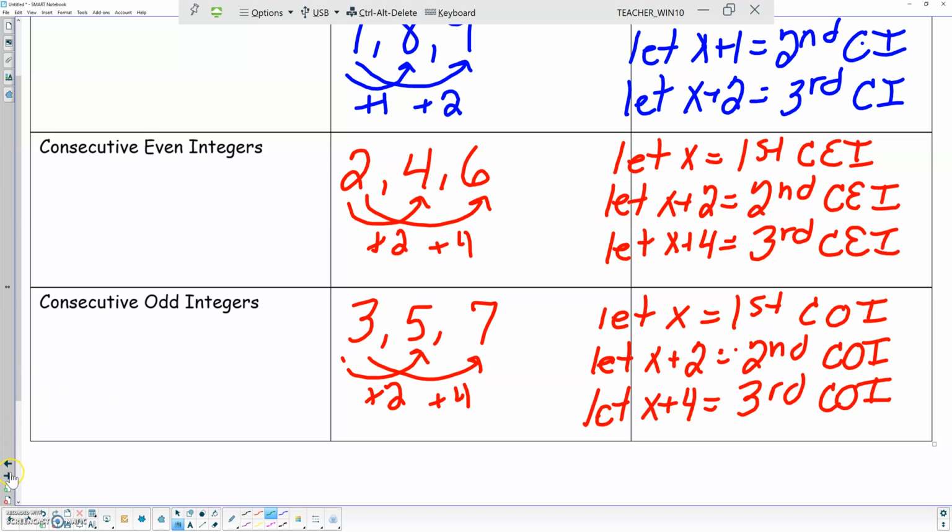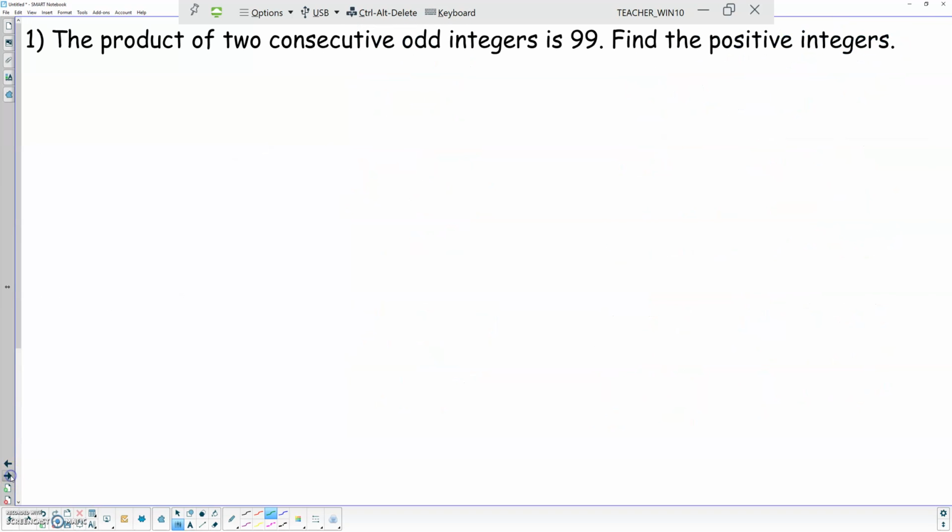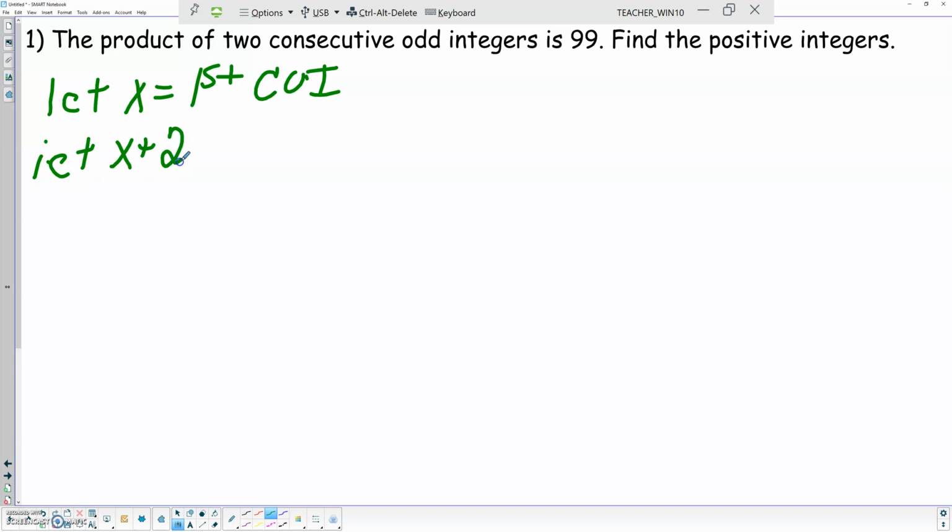All right, so now let's try an example. The first example says the product of two consecutive odd integers is 99. Find the positive integers. Okay, so first they want us to find two consecutive odd integers. So we're going to need two let statements. We always let x equal the first consecutive odd integer. And then again, since we're talking about consecutive odd, x plus 2 is going to represent the second one.